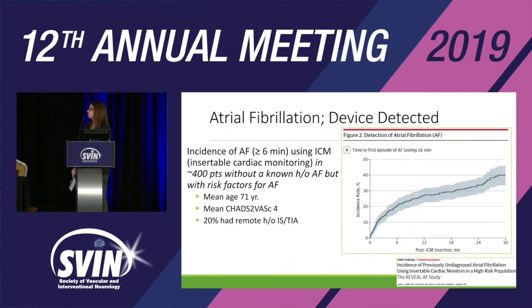This study, in my opinion, was even more crazy. So this is the REVEAL AFib study. And these are patients without a history of AFib, not even with a stroke, just risk factors for AFib, hypertension, etc. And they followed these patients over time after inserting a loop or cardiac monitor. And as you can see, over time, the rate of detecting AFib with a threshold of 6 minutes just increases over time. At 18 months after insertion, 30% of these patients were found to have AFib.